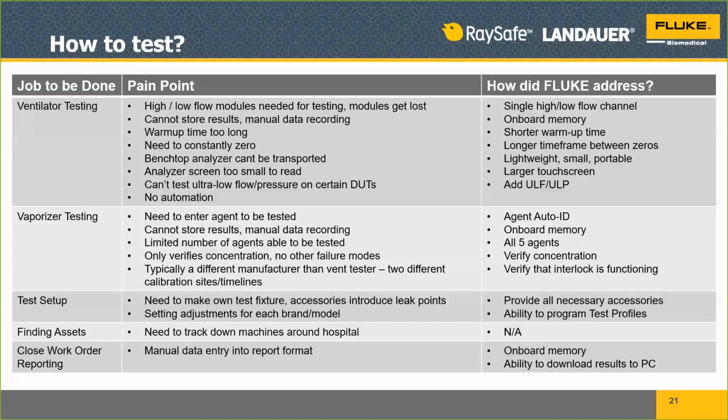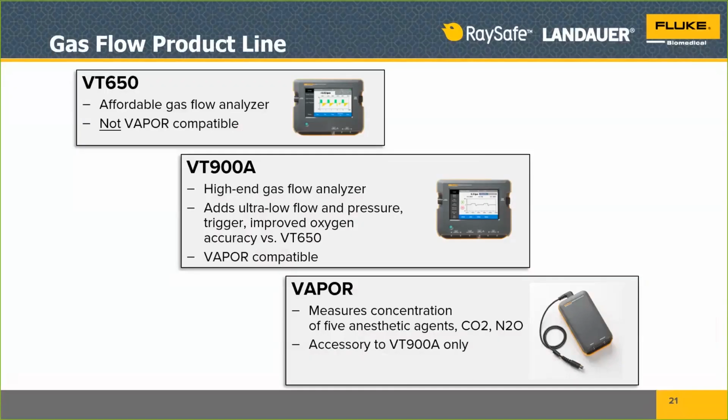We've addressed many of these pain points, and we have some great products that we just want to show you quickly. We have the VT650, which has those test profiles, an 8-hour battery life, onboard memory, and again, the best accuracy on the market right now. The one thing is, this is not compatible with vapor. So you'd look to the VT900A for this anesthesia delivery system application.